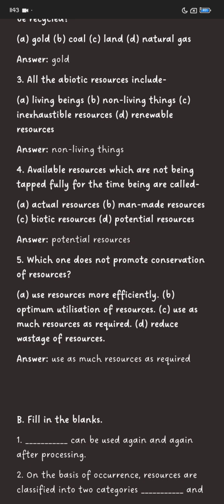Number 5. Which one does not promote conservation of resources? Use resources more efficiently, optimum utilization of resources, use as much resources as required, reduce wastage of resources. For example, the answer is use as much resources as required.